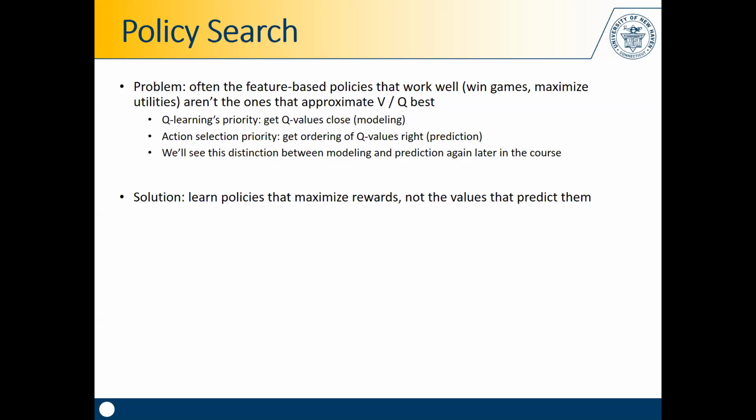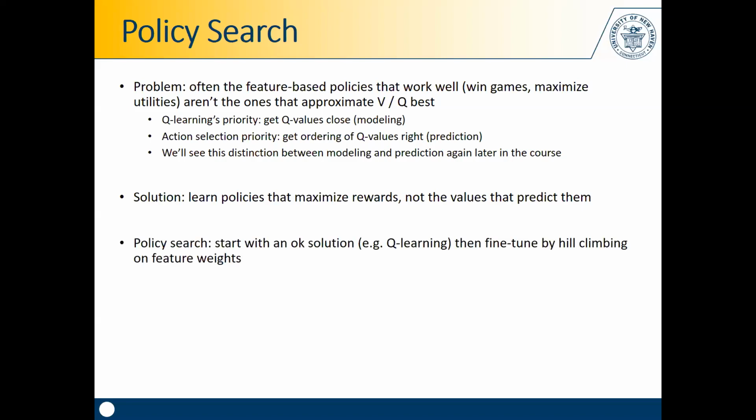Now, what's the solution to this problem? We can learn policies that maximize rewards, not the values that predict them. Remember, the entire point of Q-learning, value learning, and such is to find an optimal policy, right? So instead of extracting the policy via finding the values that predict them, we can directly go ahead and look for the optimal policies or optimize for the policy function. One approach, or a class of approaches, is called policy search. We can start with an okay solution like Q-learning and then fine-tune the policy by hill climbing over feature weights.